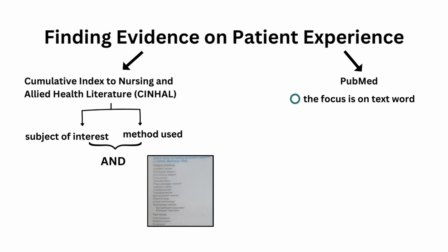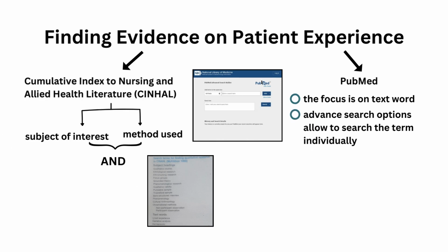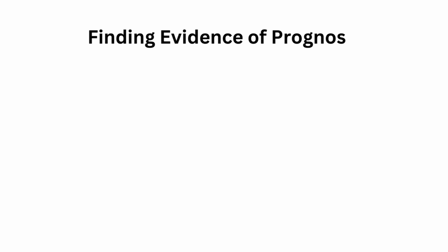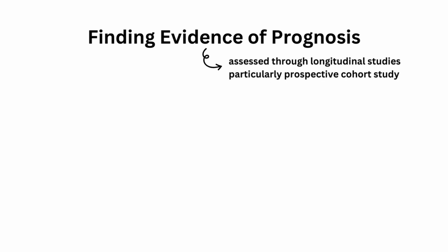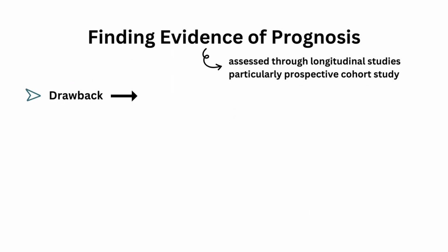So let's take a look at the web page and how we should search. The advanced search option allows us to search the terms individually and then combine them with AND. The terms are easily combined because they are shown in the history. For a quick recap, best evidence related to prognosis is assessed through longitudinal studies, particularly prospective cohort studies, as discussed in Chapter 3. It has a drawback that information is buried in clinical trials, that is, it is not specifically mentioned alone. Evidence finding strategies are the same for prognosis and diagnosis, so we will discuss them together.